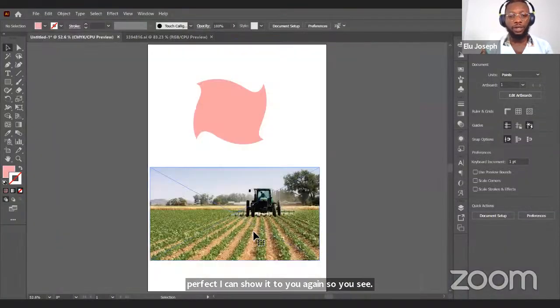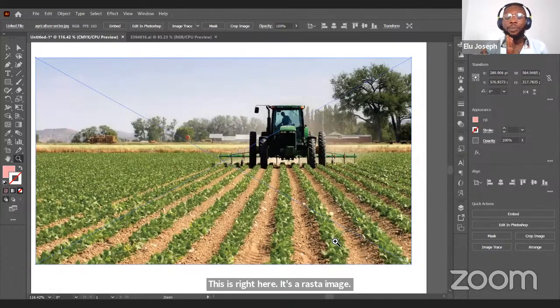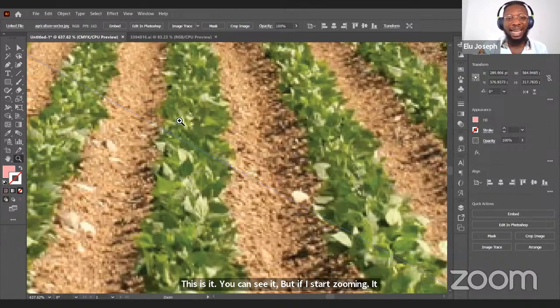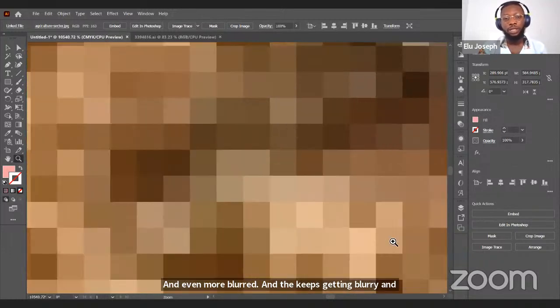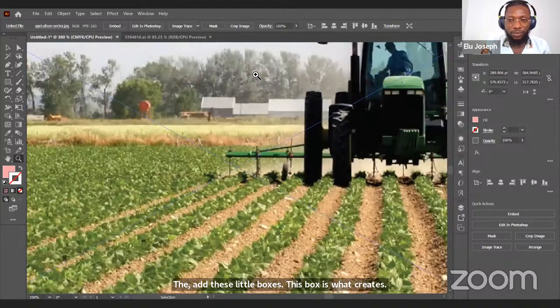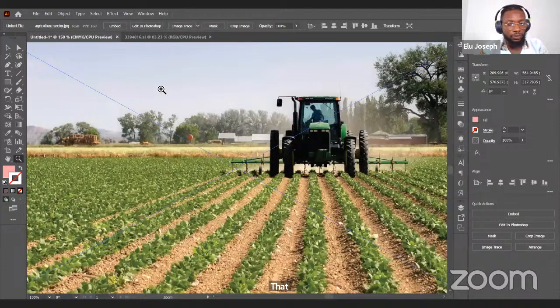This is it right here. This is farmland. It's a raster image. You can see a perfect farmland, but if I start to zoom in, it gets blurry and even more blurry. And it keeps getting blurry, and then you start seeing the pixels. The pixels are these little boxes. These boxes are what creates the image, see? That is it. Great.